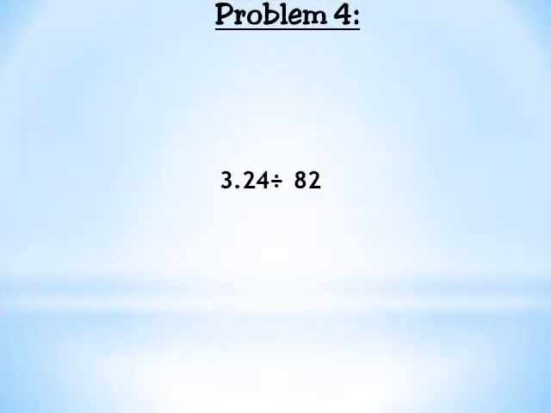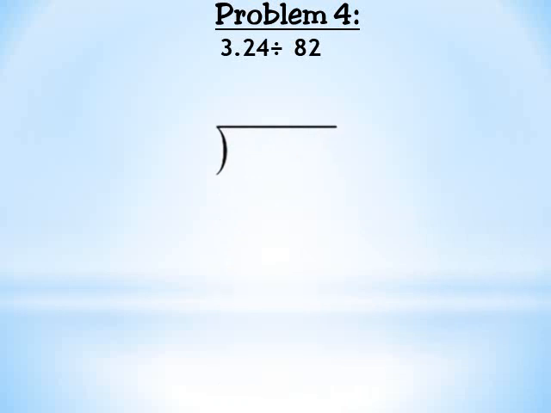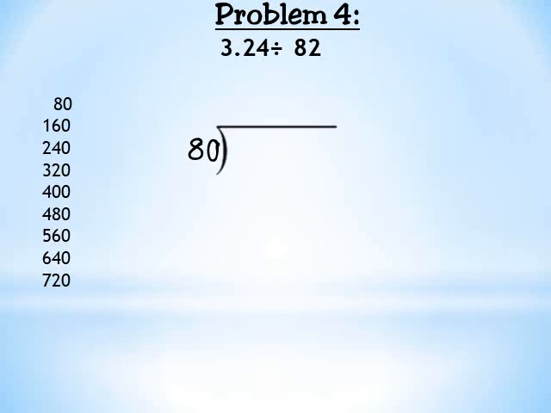Problem number 4. 3.24 divided by 82. Or 3 and 24 hundredths divided by 82. Go ahead and start by making your garage, and then go ahead and round your 82 to the nearest tens place. When you round 82 to the nearest tens place, you get 80. Next thing you need to do is you need to skip count by your 80s. Remember, you're skip counting by 8s from 8 all the way to 72, and then add zeros, like I did off to the left.